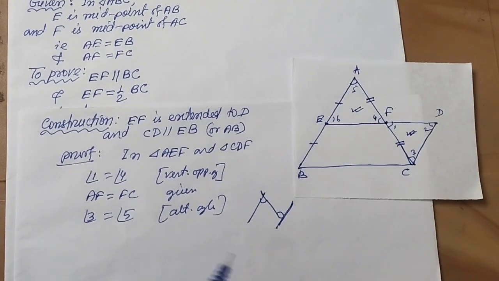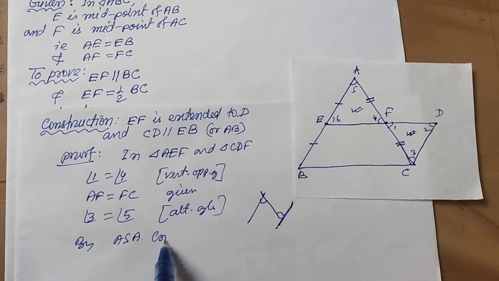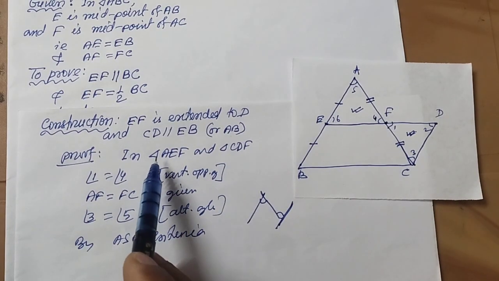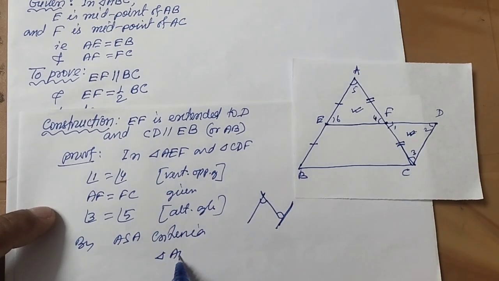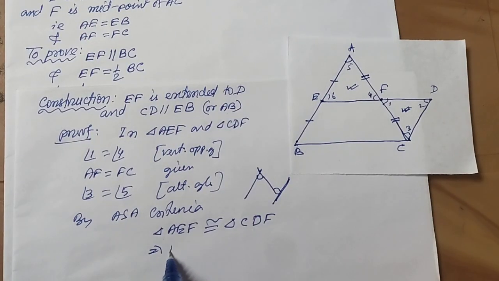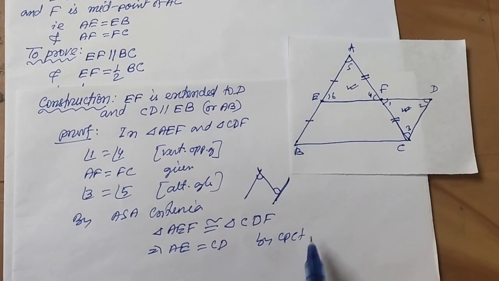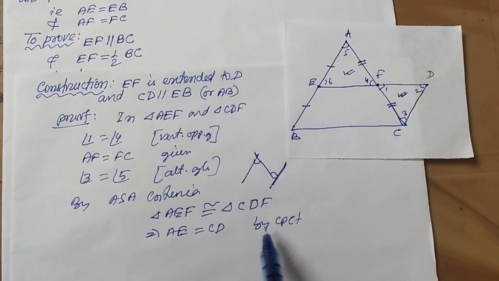So what we got here, you see, angle side angle. So we can say by the angle side angle criterion, the two triangles we are taking here, that means triangle AEF is congruent to triangle CDF. So if AEF is congruent to CDF, then we must have AE equal to CD by CPCT, corresponding parts of congruent triangles. So AE is equal to CD.